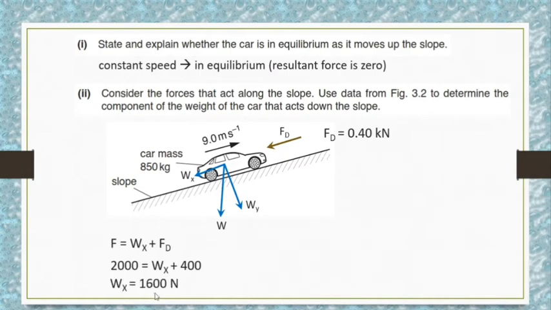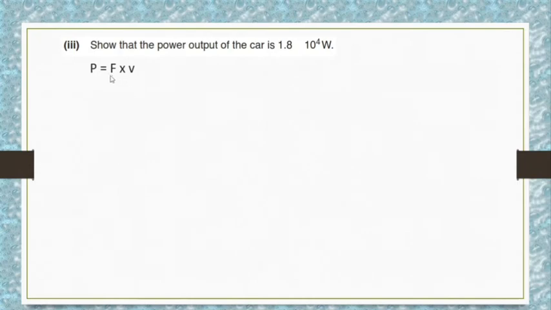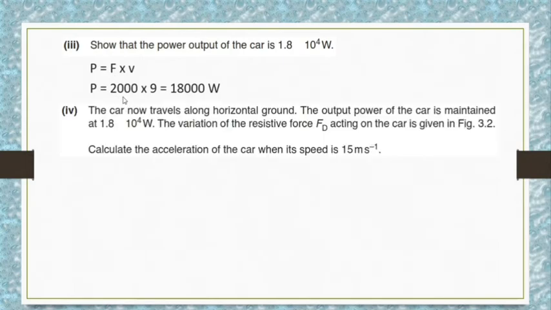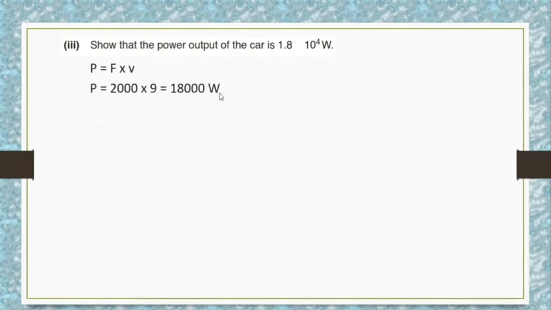So I can calculate Wx, or the component of weight of the car that acts down the slope, is 1600 newtons, or 1.6 times 10 to the 3 newtons, or 1.6 kilonewtons. Show that the power output of the car is 1.8 times 10 to the 4 watts. We have this equation, P equals F times V, and the F of the car is 2000 newtons multiplied by 9. It is equal to 18,000 watts, or 1.8 times 10 to the 4 watts.